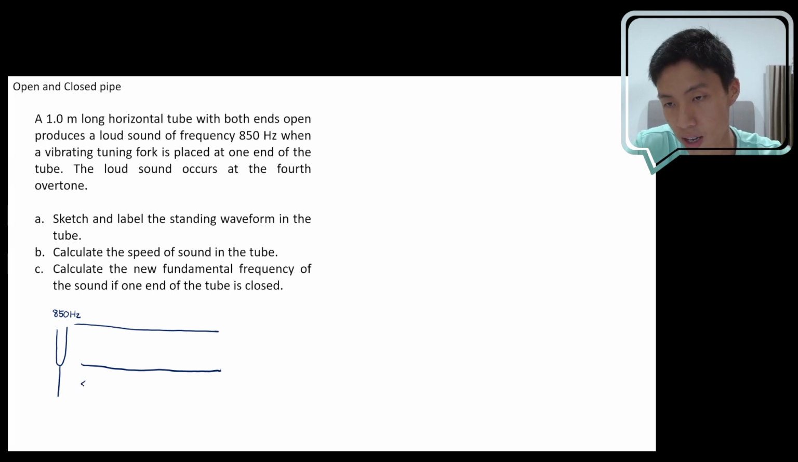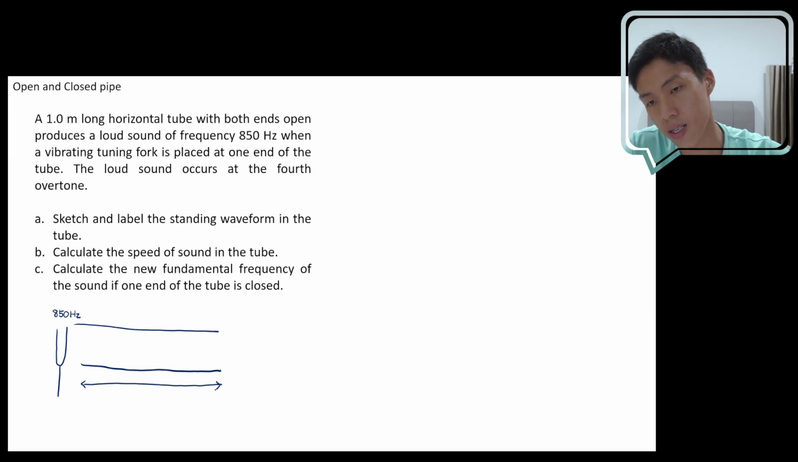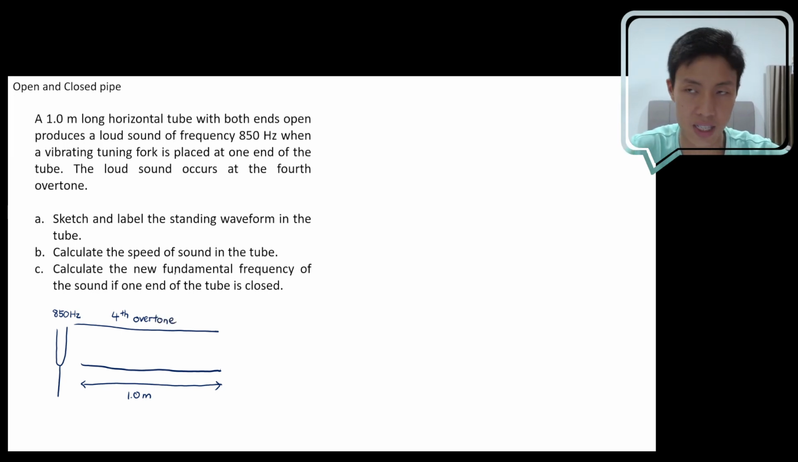Okay, let's label everything down. This pipe here has a length of 1 meter, and right now it is in 4th overtone. Every time we see the word overtone, we have to be extremely careful. If we talk about harmonics, let's say 3rd harmonic, then n will just equal the harmonic number. So if it's 3rd harmonic, n equals 3. If it's 5th harmonic, then n equals 5. If it's the 100th harmonic, then n will be 100. But overtone is different. Overtone means how many times you go over the fundamental tone.